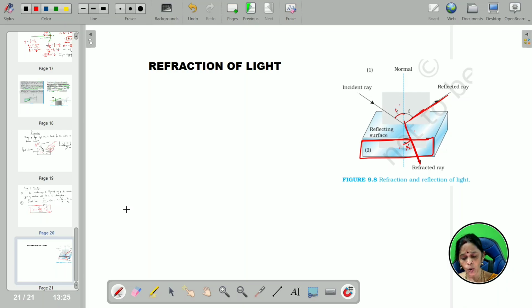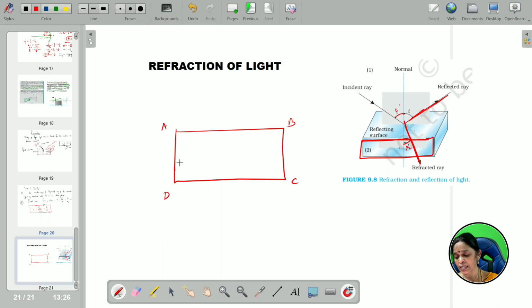The only thing you have to know is the rectangular glass slab, how refraction takes place. Just learn the basic sketch of the rectangular glass slab, because last year they asked this. In a rectangular glass slab, the sides are parallel to each other. The refracting sides are parallel to each other. What will happen? There won't be any angular deviation.